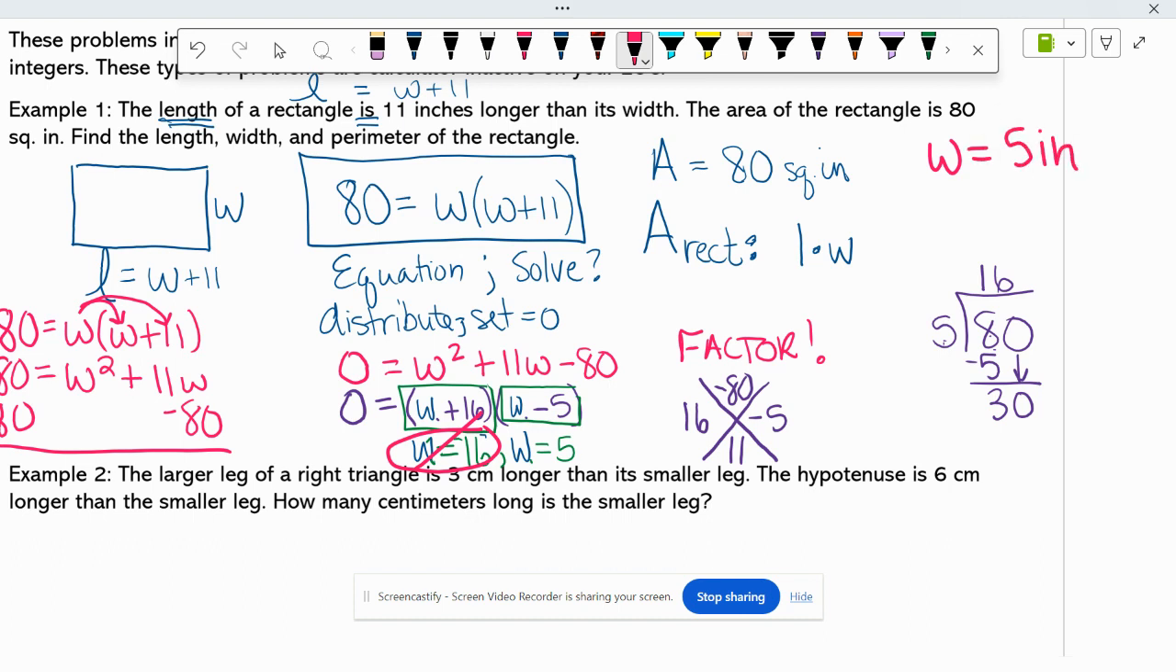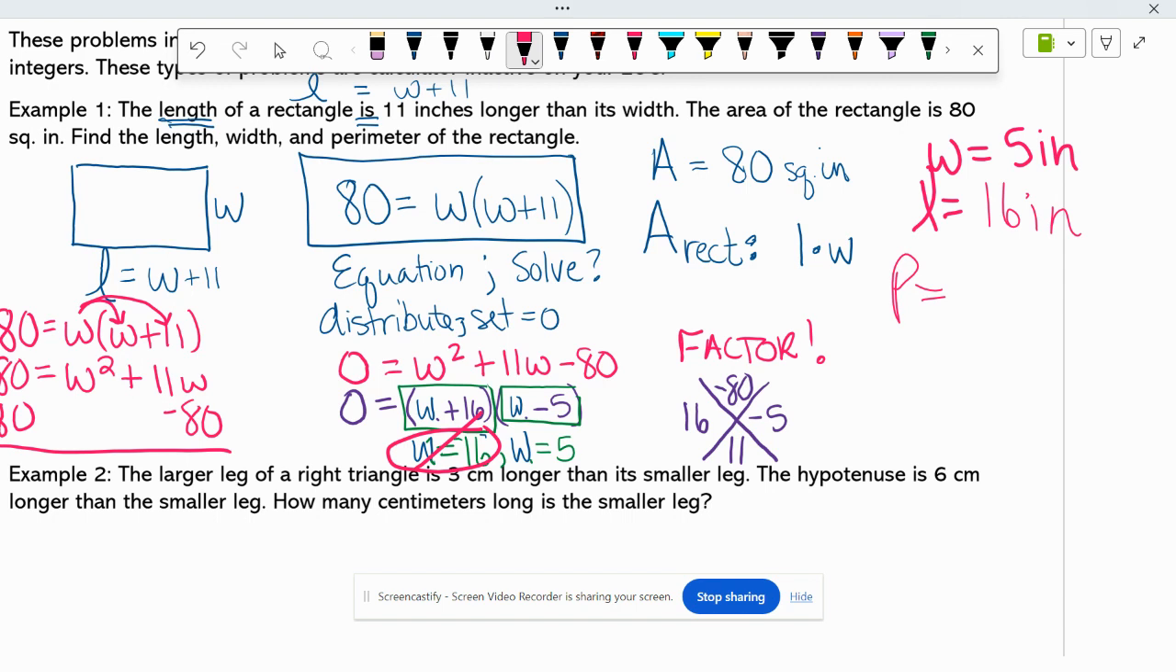So I need to find both the length, the width, and the perimeter. So let's talk about my length. If my width is 5 inches, what is my length? It's 16 inches. So L equals 16 inches. And what about my perimeter?